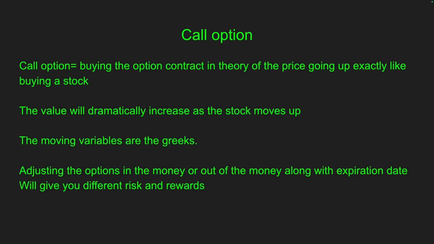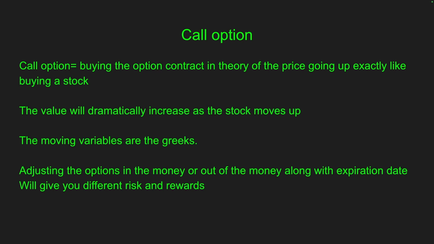This comes along with moving variables in options. That's why this is very hard to trade. It's like extra moving parts. We're going to get into the Greeks a little bit later, and then we're going to get into adjusting the in the money, at the money, or out of the money contracts. This, along with expiration dates, will give you different risks to rewards and can make a 30% gain into a possible 300 or 3,000% gain, and vice versa.